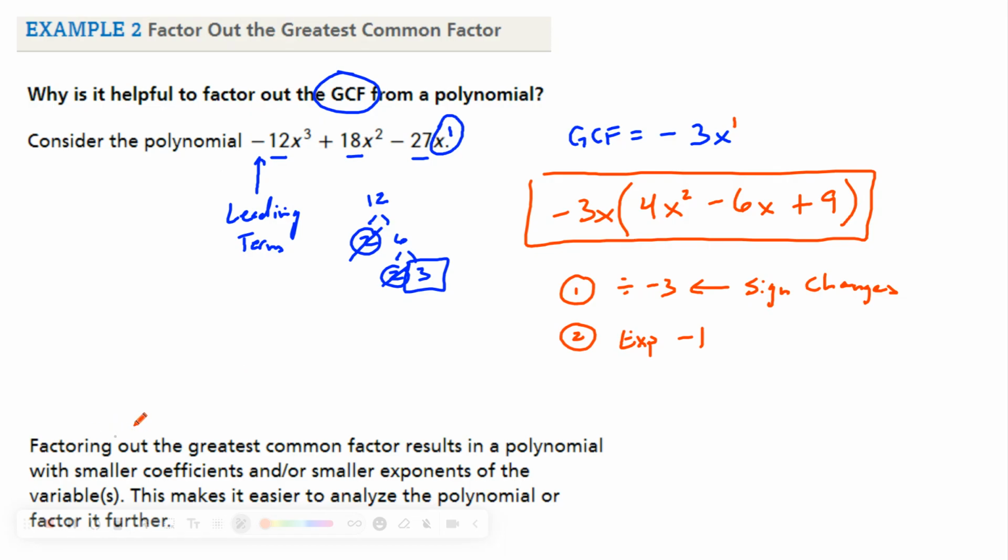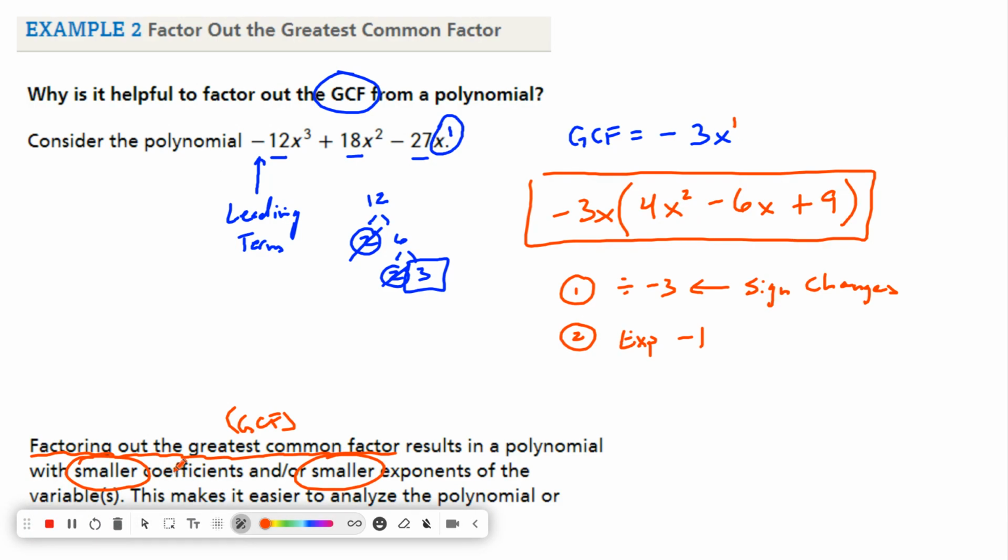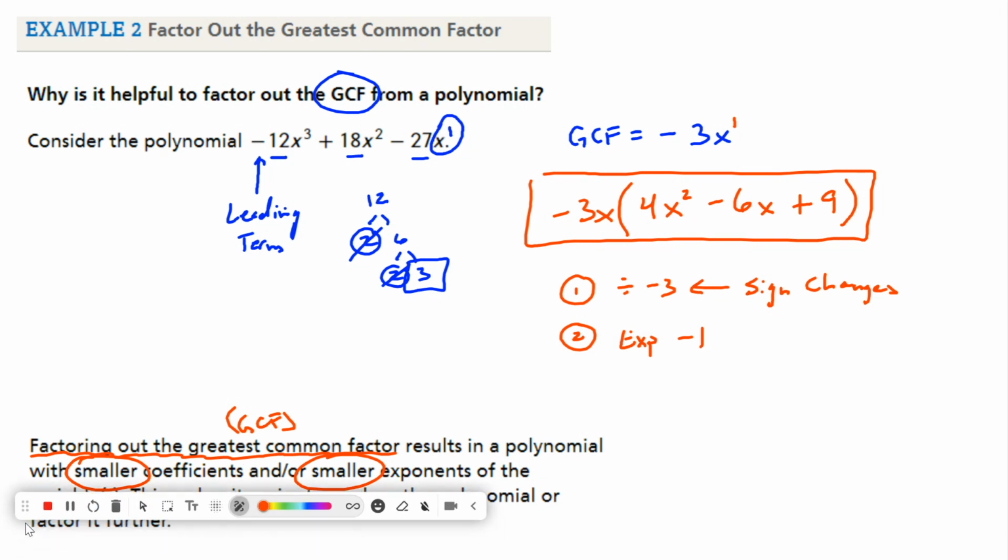And again, this just kind of talks about why it's important to pull out the common factor. So it says factoring out the GCF, right? Factoring out the GCF can result in smaller coefficients with smaller exponents.